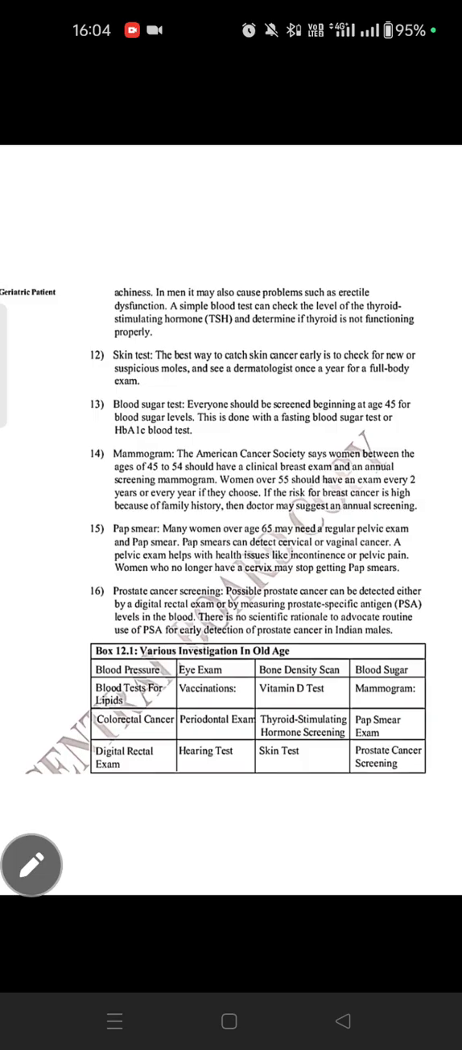Then we can go for blood pressure, eye exam, bone density. So all the tests we can do.